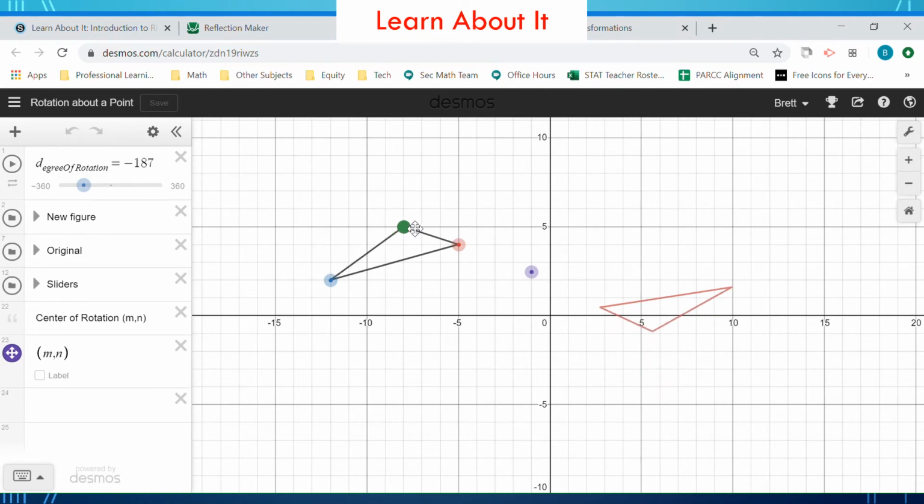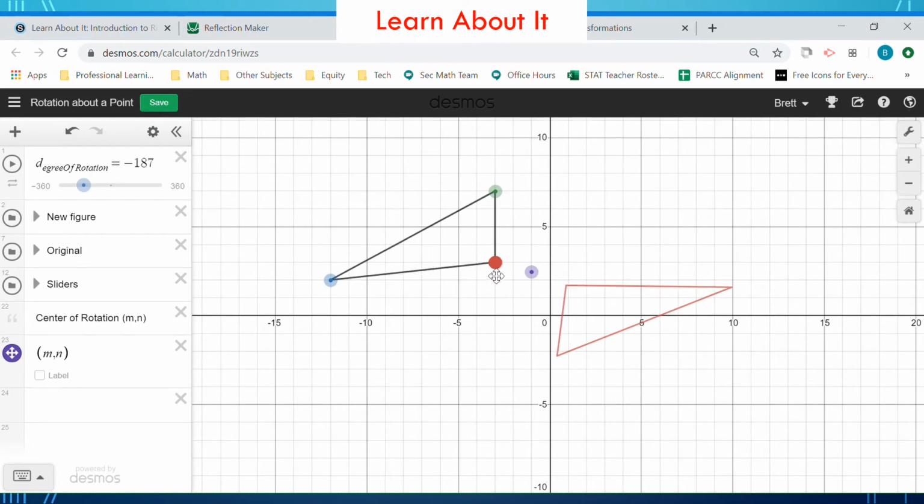Well, as I move the points on my pre-image, the points on my image are moving too, because they should be the same size and shape. If I move my center of rotation, I can see that my image is also moving. Over here on the left, I have the number of degrees of rotation. That's how far it's actually been rotated. So if I put this to 0, here I haven't rotated any degrees, and you can see one shape fits right on top of the other.